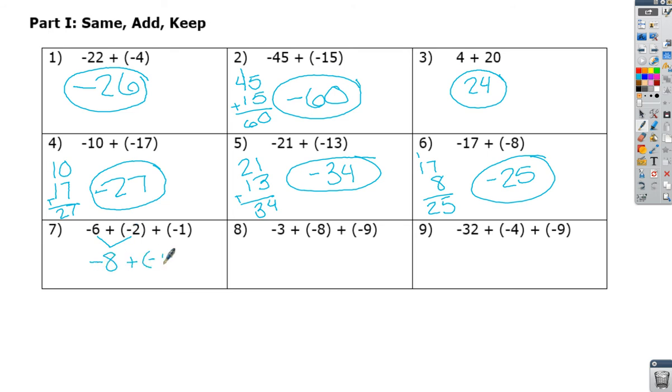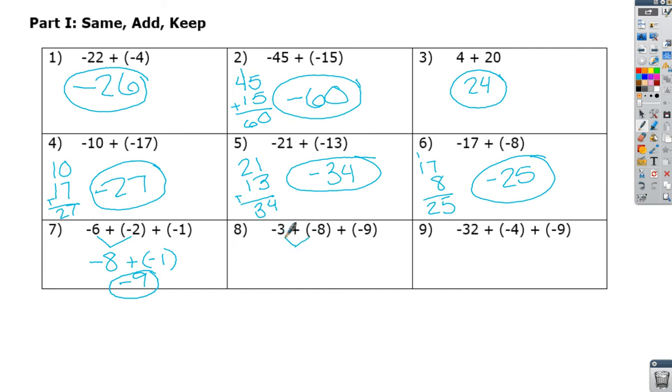Plus negative 1. So again, we have a negative and a negative. Our signs are the same, so we're going to add and keep our sign. So adding, we have 8 plus 1 is 9, and our sign is negative. So our answer is negative 9.